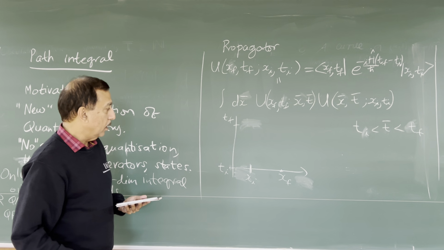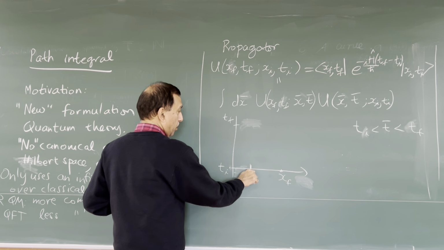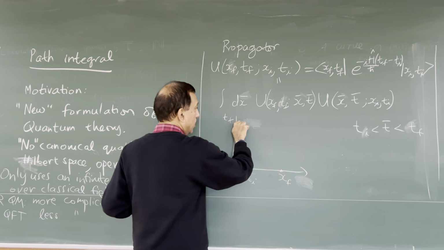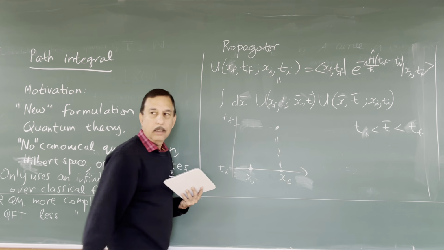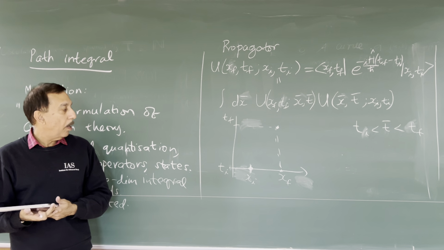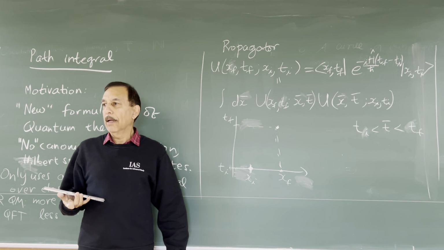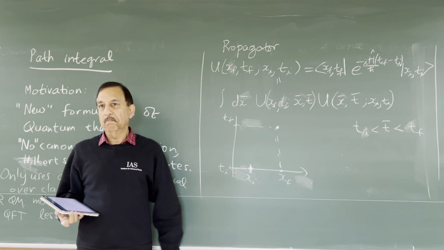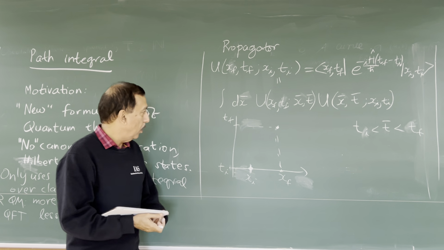Now the particle has to start at this time, at this place, and it has to end here. How many paths are there between this and that? Possible paths? Any path? I didn't specify any rule what path I should take, so all possible paths.